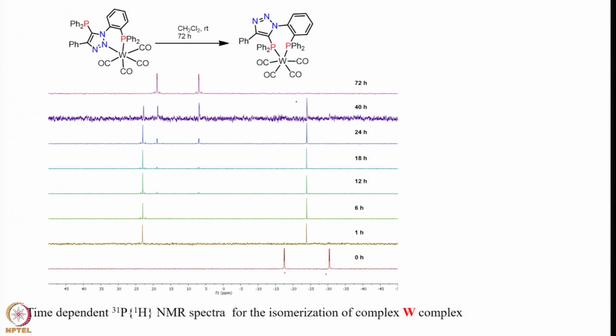And another advantage with the tungsten compound is we can see these tungsten satellites. Tungsten is also NMR active, and we have a very trace quantity here, and we are seeing the tungsten satellites. The tungsten to phosphorus 1J coupling can vary between 200 to 350 hertz. So we can see very nicely the satellites coming here. So in the case of molybdenum it took 2 hours, whereas in the case of tungsten it took 72 hours, and that can be clearly seen from this time dependent 31P NMR spectra for the isomerization of the tungsten complex.